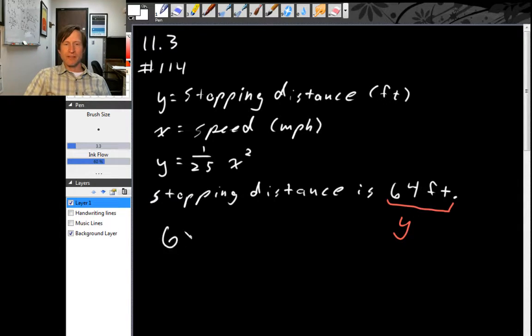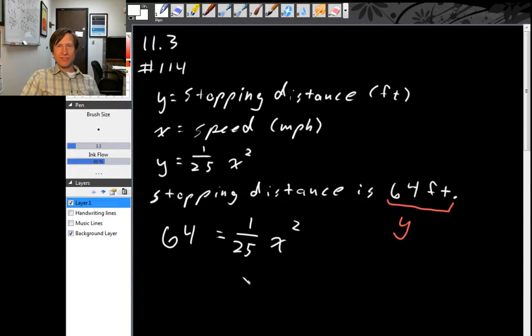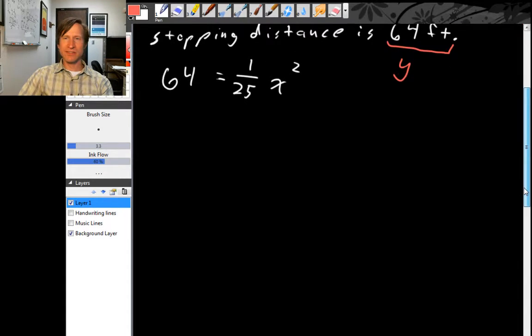When we do that, we get 64 equals 1 over 25 x squared. Now this is a quadratic equation, so we just need to solve for x. Then we'll know the speed of the car. As usual, you can solve any quadratic equation using completing the square or the quadratic formula. But this one, actually, since there is no x term, it's actually easiest to solve just using square roots.